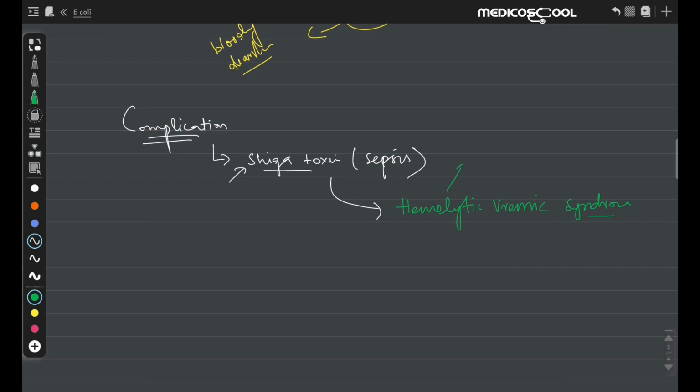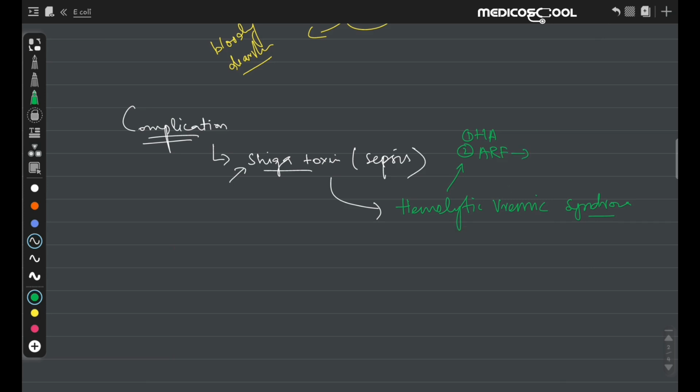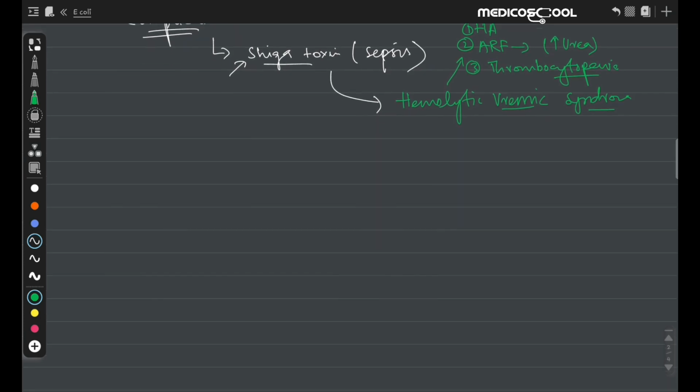Hemolytic in the sense that this syndrome is characterized by three symptoms. The first one is hemolytic anemia, and thus hemolytic. The second one is acute renal failure, and in acute renal failure, what occurs? There is an increase in the urea concentration in the blood, and thus uremic. And number 3 is thrombocytopenia. How do hemolytic anemia, thrombocytopenia and acute renal failure occur? We will discuss in the pathogenesis.